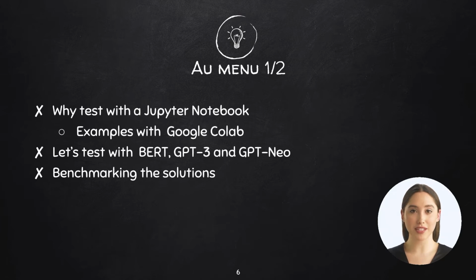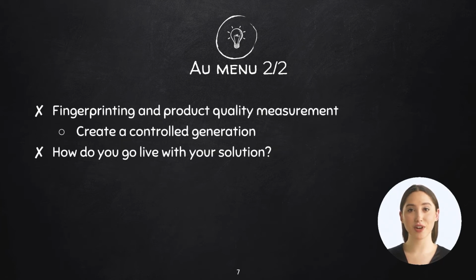Then Chapter 3 will allow us to do a benchmark of the solutions and to evaluate what will best meet your needs. And all of this will allow us to understand how to choose the best settings in Chapter 4 in order to ensure the quality of the texts that will be produced. Finally, this will all allow us to go live with our solution in the last chapter in this module.